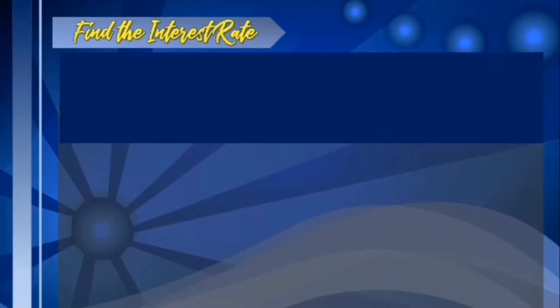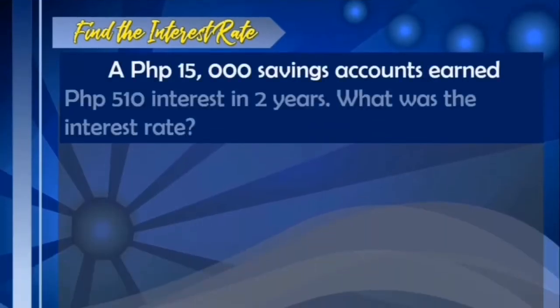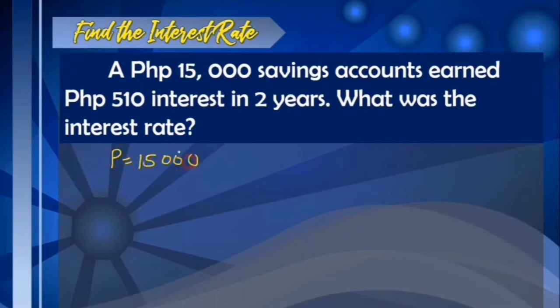Second example, find the interest rate. A 15,000 savings account earned 510 pesos interest in 2 years. What was the interest rate? So here we have 15,000 as the principal value. The 510 is the interest earned. The time is 2 years.